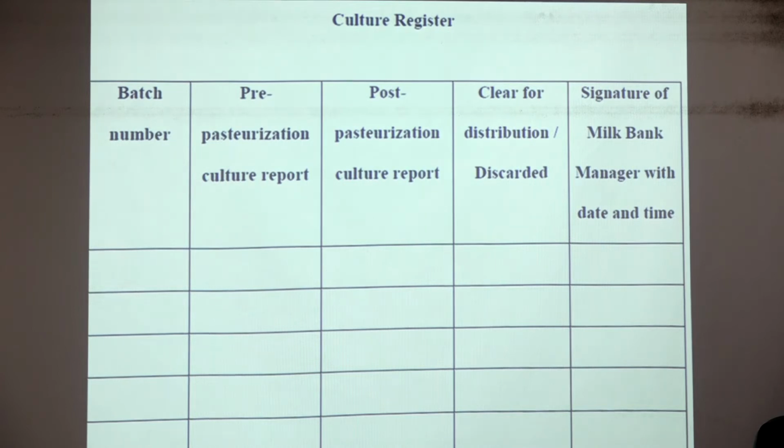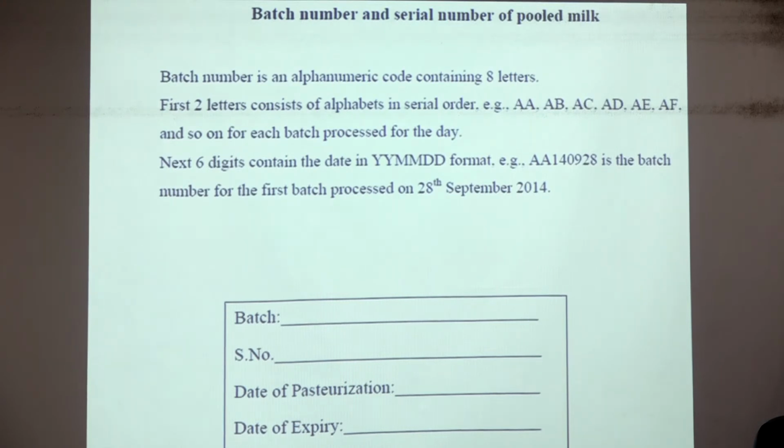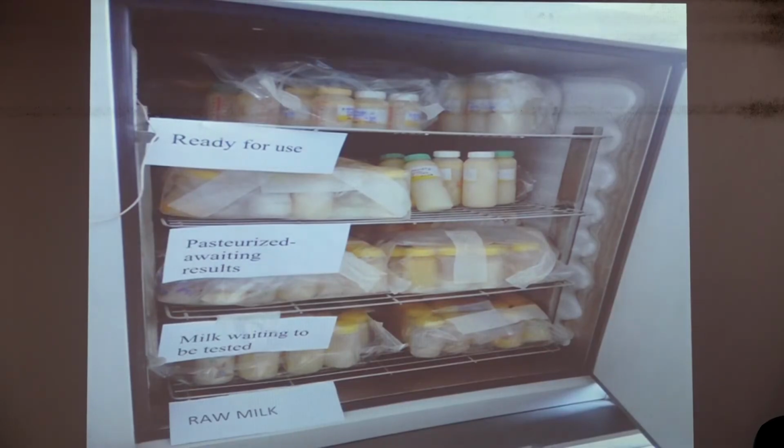I'll tell you something about what is going to happen later on, despite taking all measures. So we do have batch numbers, serially numbered and pooled milk. Everything has to be numbered and catalogued. Here, we have sections. You can't avoid this. You should know where the raw milk is, where the milk waiting to be tested is, where the pasteurized milk waiting is. Pasteurized waiting means it's waiting for the cultures. Only then can we dispose it as ready for use. It should be very clearly demarcated.